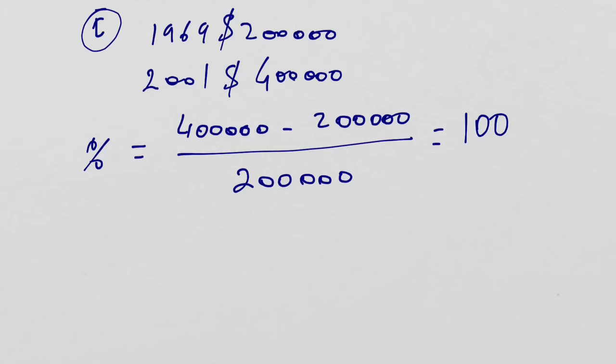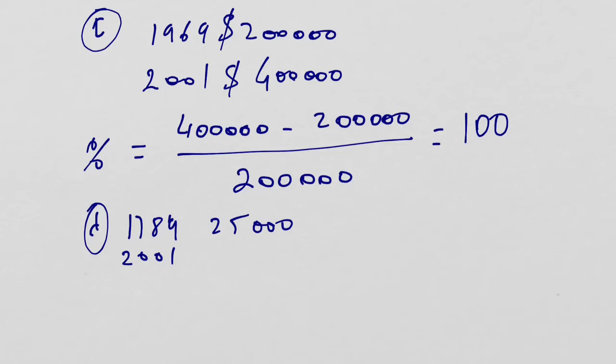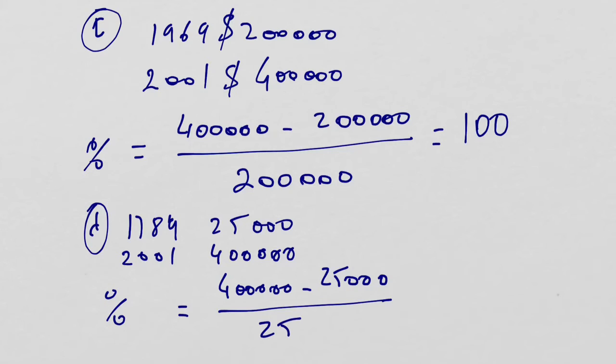But if I compare now with D, which is between 1789 and 2001, 1789, which was $25,000, and 2001, which is $400,000, the percentage of increase is going to be 400,000 minus 25,000 divided by 25,000, and I end up with a 1,500% increase.